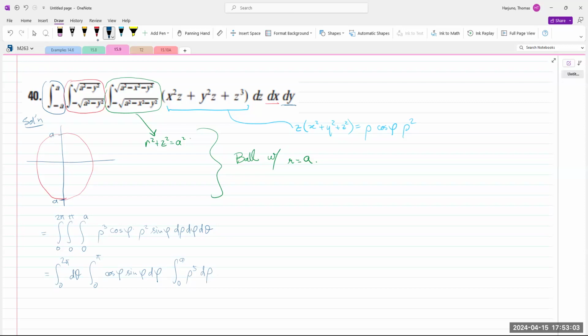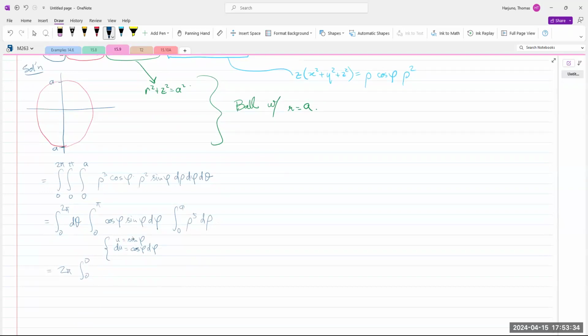Okay, I think the answer is 0. Why? How do we know? This is 2 pi, that one is easy. The issue is here. If u equals sine phi, du is cosine phi d phi, and I get integral from 0 to 0 of u du, and then 1/6 a to the 6. But that's still 0.